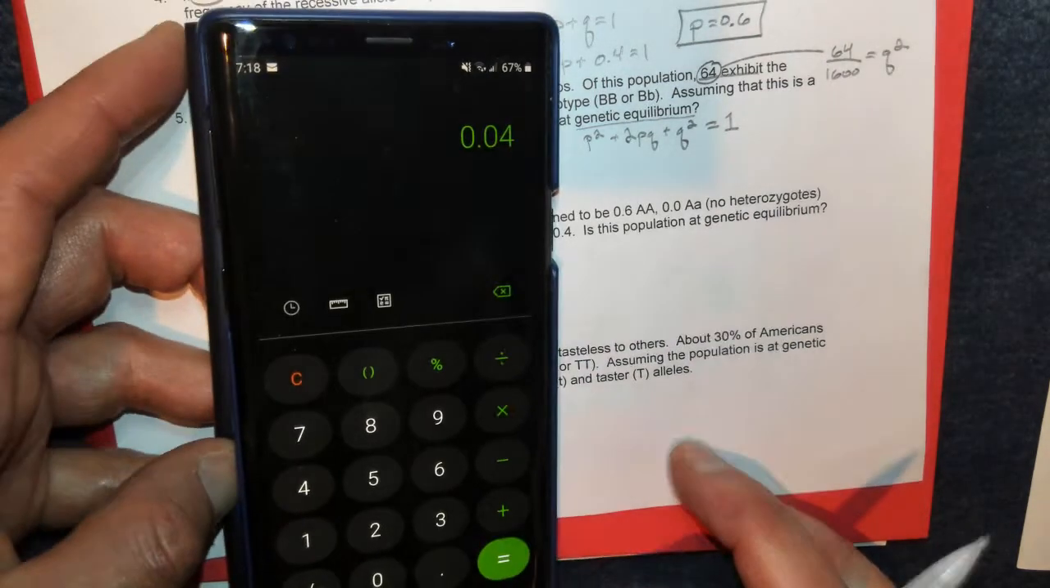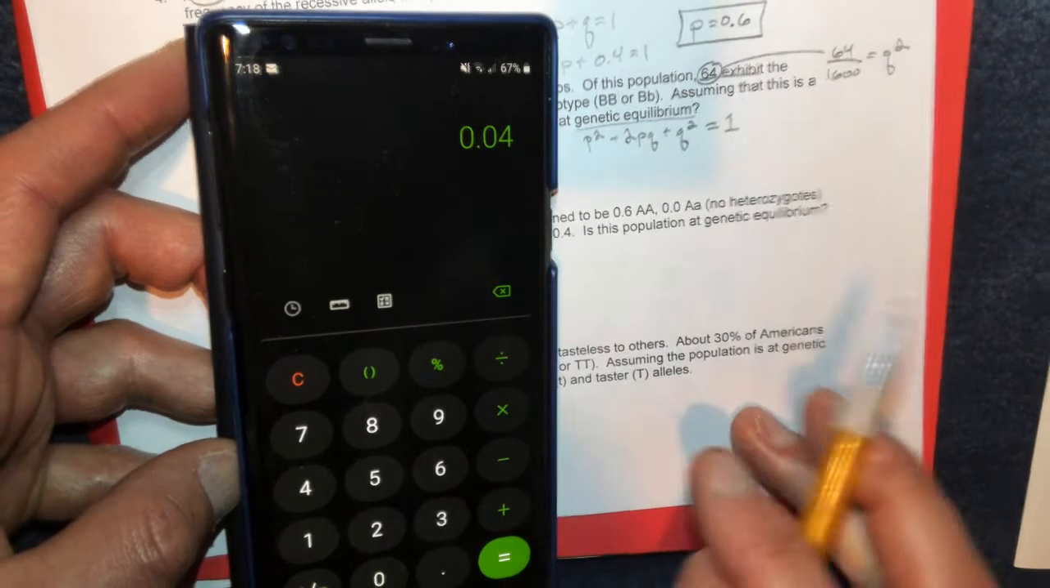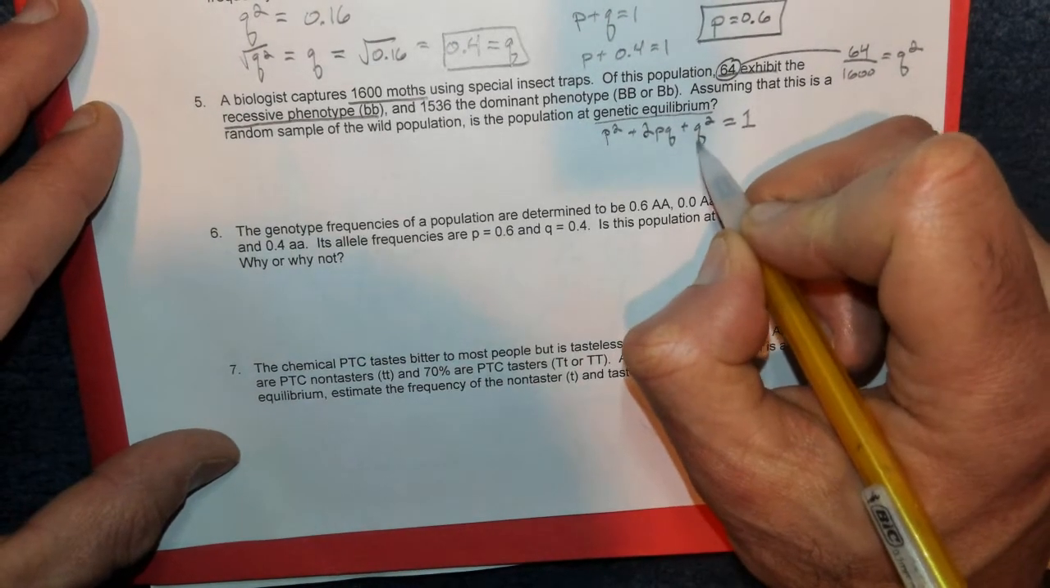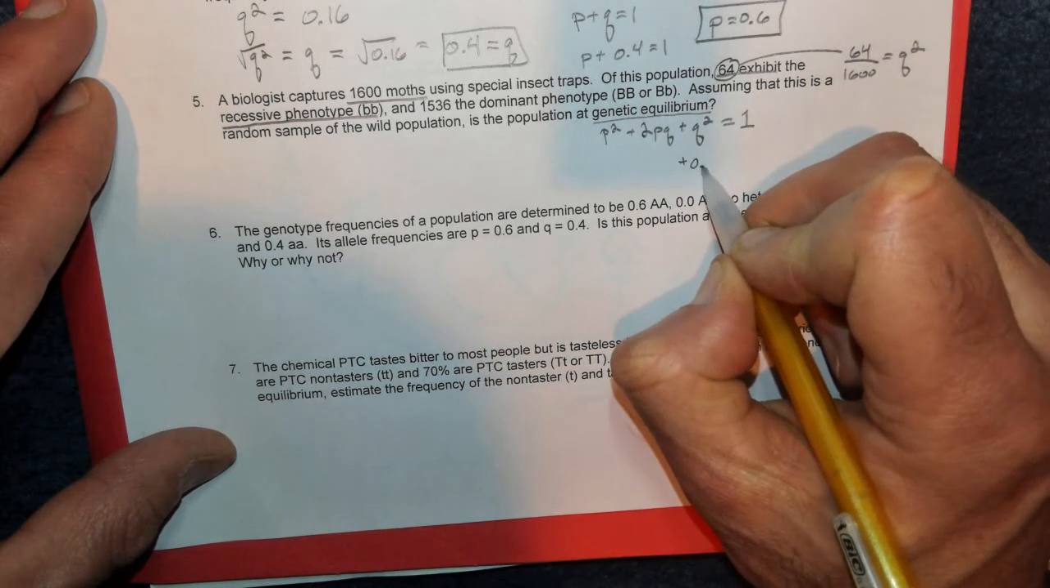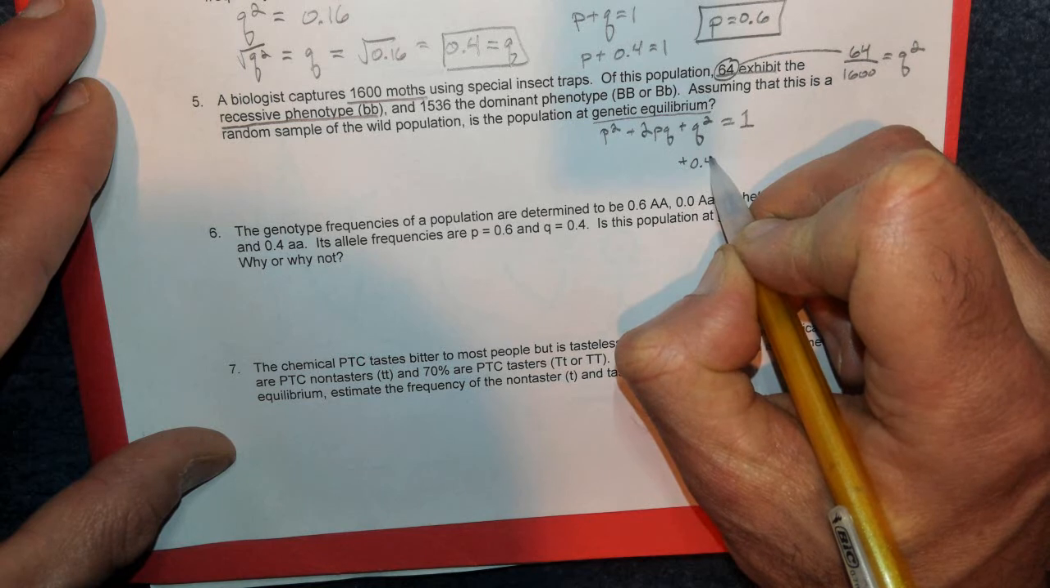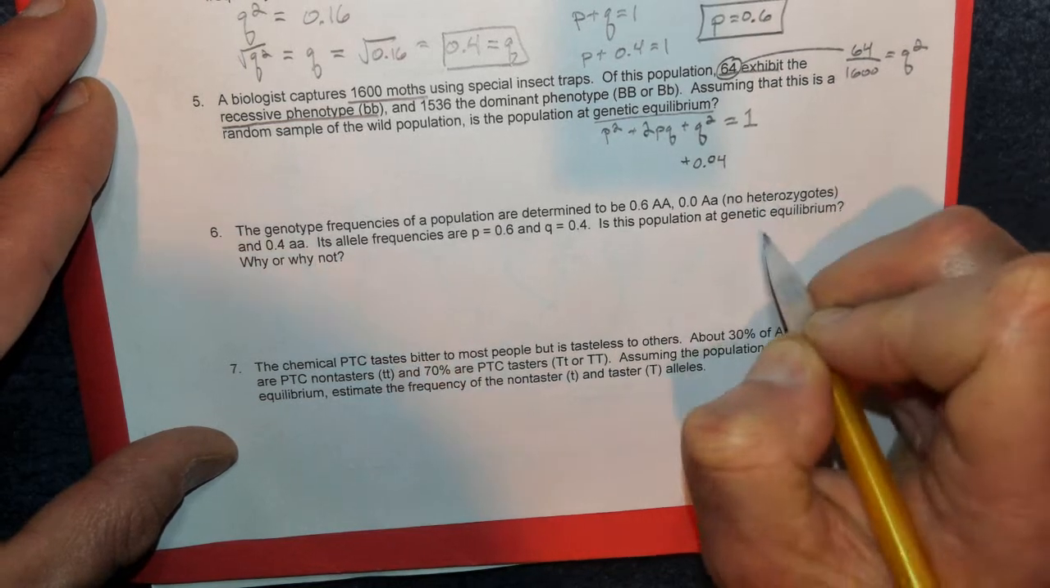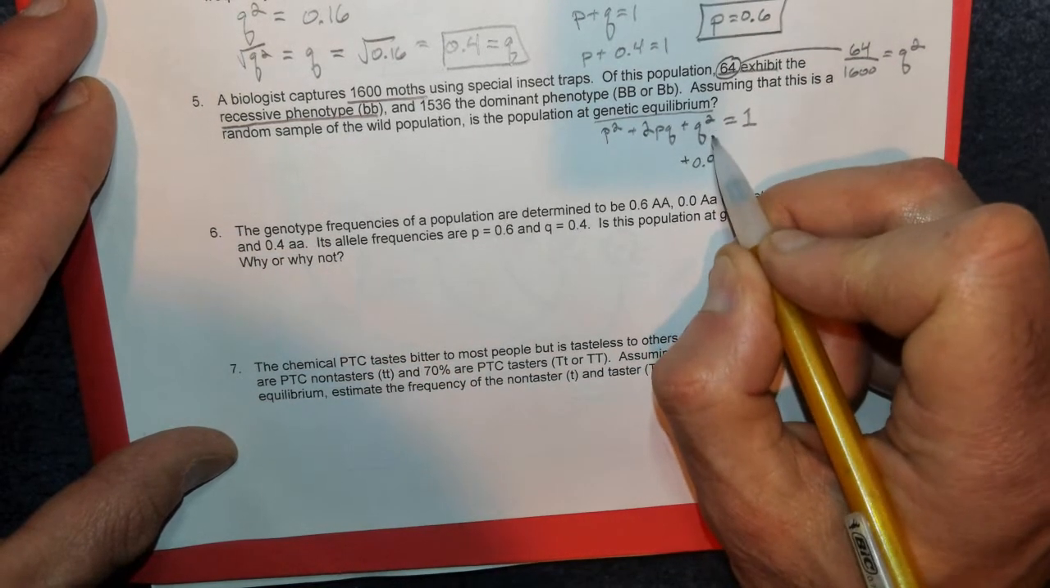And so 0.04 is our frequency. That's 4% of the population. So that already sets us up right here. This is 0.04. Okay, so we've already solved for that.